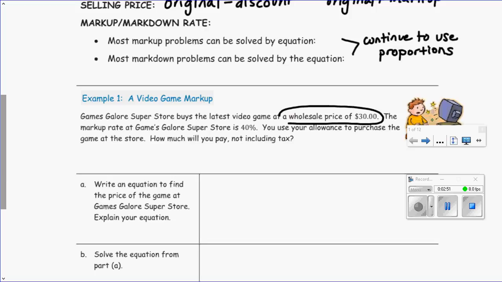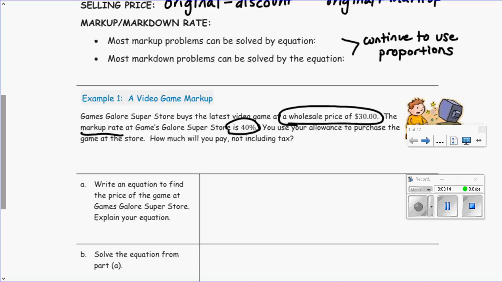Of course, you want to mark the text when you hear things like that. The markup rate, okay, they're going to tell me something here. The markup rate is 40%. You use your allowance to purchase the game at the store. How much will you pay, not including tax? Okay, so all we really want to know is if the video game store buys it for $30 and then they mark it up 40%, how much are you going to pay?